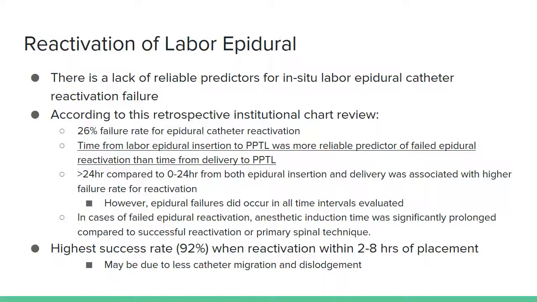So this review found that there's an overall 26% failure rate for epidural catheter reactivation. The time from labor epidural insertion to postpartum tubal ligation was a more reliable predictor of failed epidural reactivation than time from delivery to postpartum tubal ligation. Although epidural reactivation failures occurred in all time intervals evaluated, there is a higher incidence of failure if time from insertion exceeds 24 hours. In these cases of failed reactivation, more anesthetic time was required compared to a primary spinal technique. The highest success rate is when reactivation occurs within 2 to 8 hours of placement. This may be due to there being less time for the catheter to migrate and dislodge.